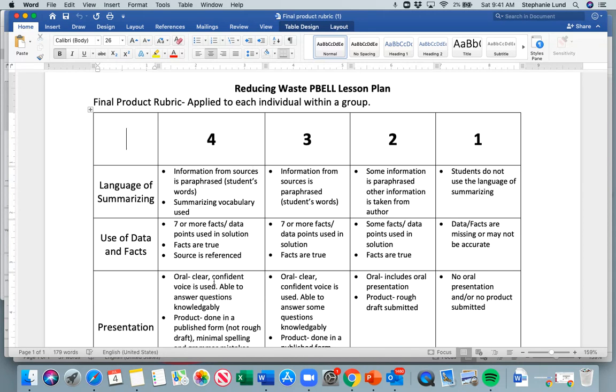But I want to point out if you're going to use a rubric and you're going to do a final product rubric, again, this is from the lesson Reducing Waste. This is a PBEL, so make sure that you're measuring language. In Reducing Waste, they use the language of summarizing, so I want to measure that language. And then, skill. Here's the use of data and facts, which is a major skill that was infused in the Reducing Waste. And then I'm measuring that presentation itself.